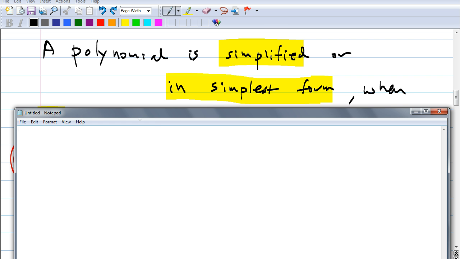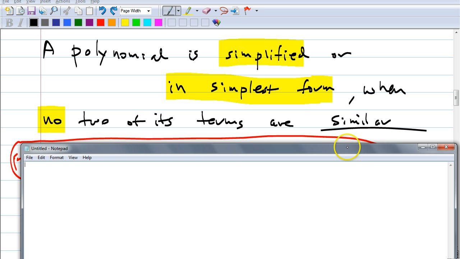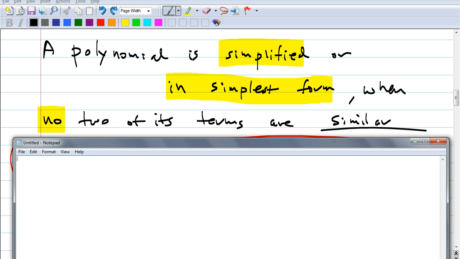Before I get to where I want to go with these, let me give you some facts that you need to know. Something like this. A polynomial is simplified or in simplest form when? Does anybody know what comes after? How do we know whether or not we have the polynomial in simplest form? Because that's where we're trying to get to. Yes, Victor? When there are no like terms? Yes, exactly right. When no two terms are similar, meaning there are no like terms anymore.